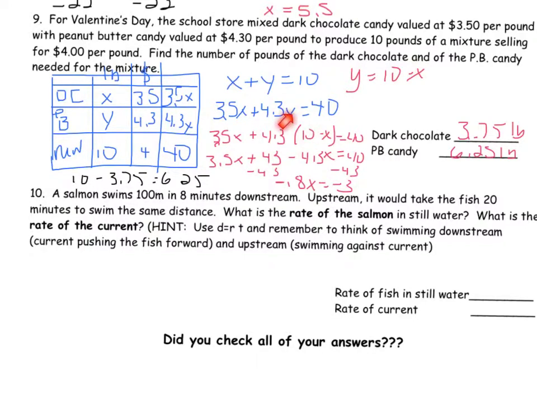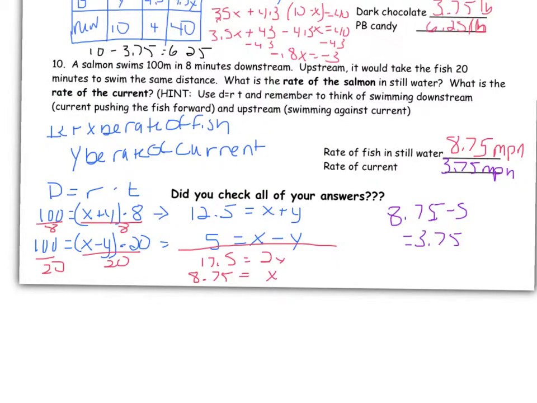So I replaced y with 10 minus x because I knew that they equaled each other. I did the distributive property. I combined like terms, subtracted 43, divided negative 3 by negative 0.8 to get 3.75 pounds. Many of you are forgetting your labels. You need to tell me what these numbers mean. And then I plugged it back in over here to get the 6.25 pounds. And it looks like inches, but it really is pounds. Pounds.